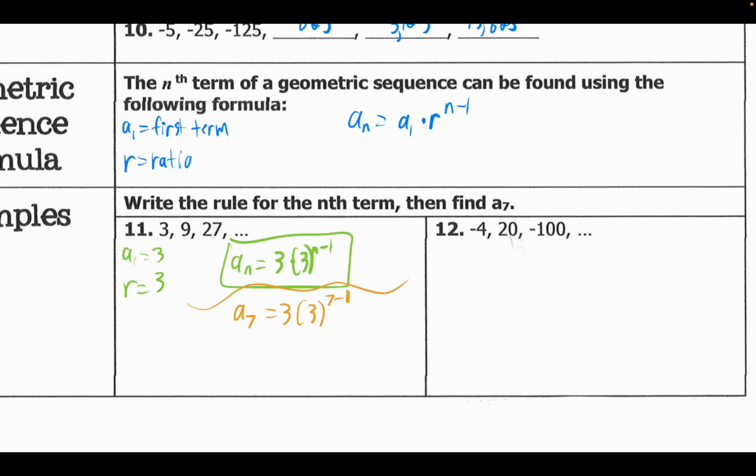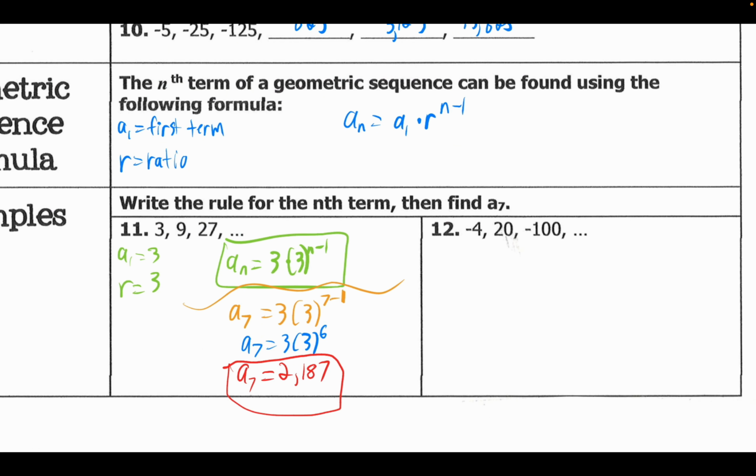Now the power of 7 minus 1 is really the power of 6. And then that ends up giving us, if we take 3 to the power of 6 and then multiply that result by 3, we end up getting a sub 7 to equal 2,187. Now, just like before, if you don't want to write this middle step, that's perfectly fine as well. You can jump straight from the orange to the red if you would like.